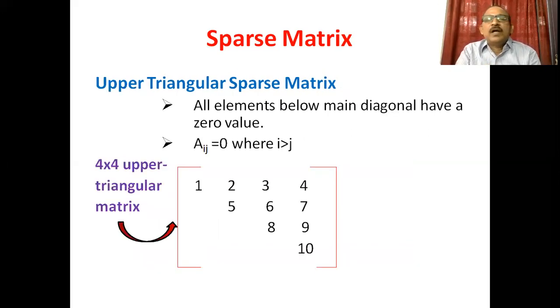Upper triangular matrix. In an upper triangular matrix, all elements below the main diagonal have a zero value. Here you can see an example of a 4x4 upper triangular matrix. In this, Aij is equal to 0 whenever i is greater than j. Now, all elements below the main diagonal, as you can see in the picture, are 0. The main diagonal is 1, 5, 8 and 10.